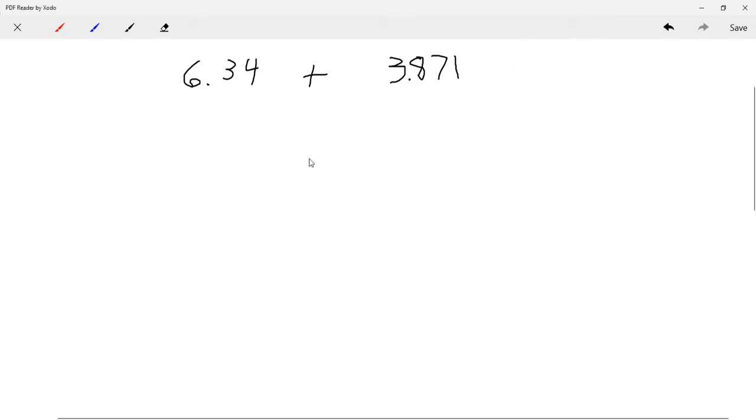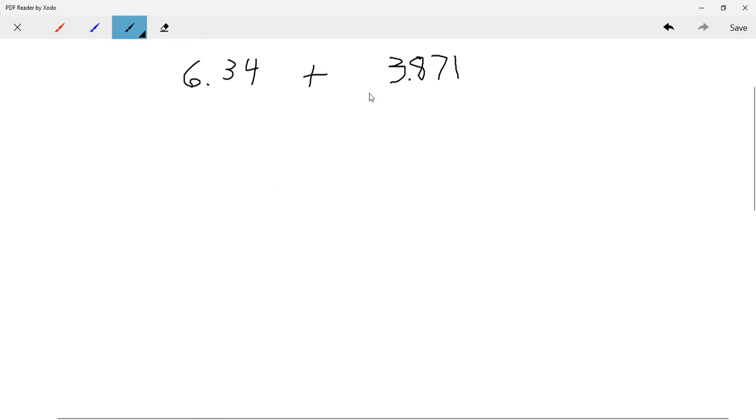Alright, today we are going to go over the standard algorithm for adding decimals. Now, basically for adding decimals, it's similar to subtraction, where it's basically the same as just the regular standard algorithm with decimals. There are a couple of things to look out for.